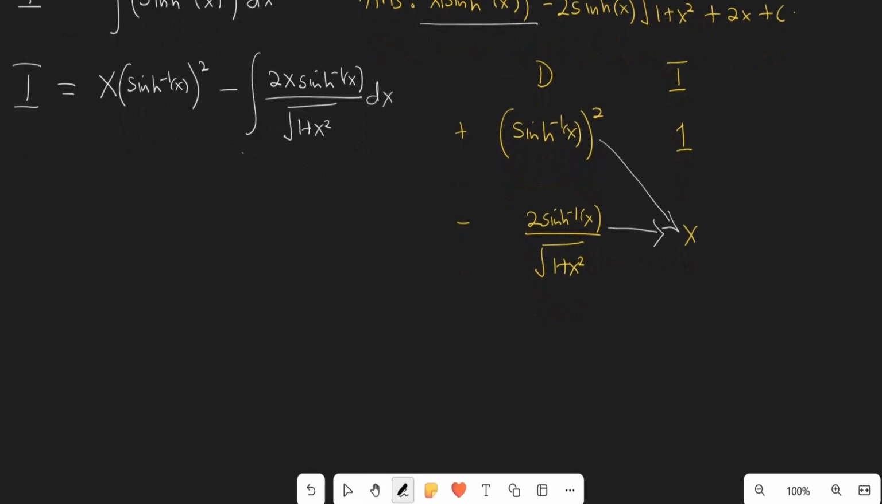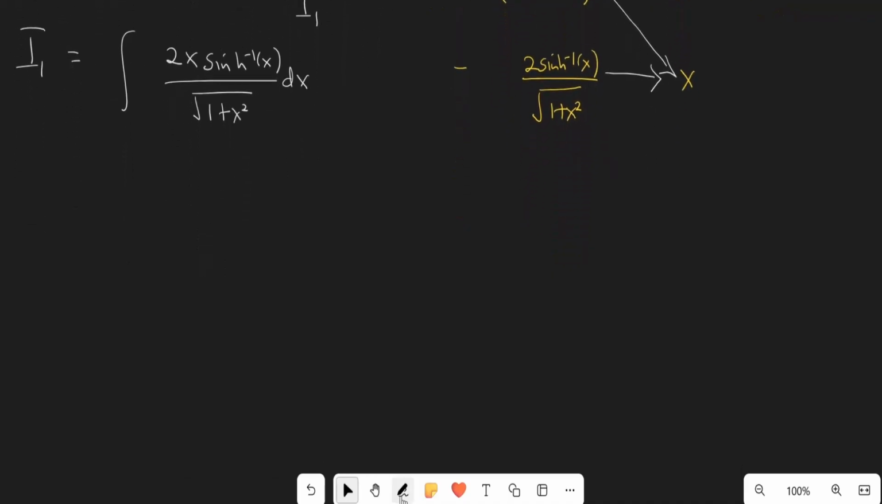And now for this second one, I'm going to apply integration by parts again. Let me call this one I1. So I1 here is equal to the integral of 2x sine hyperbolic inverse of x, divided by the square root of 1 plus x squared dx. Cool. So here we are now going to apply the second integration by parts.